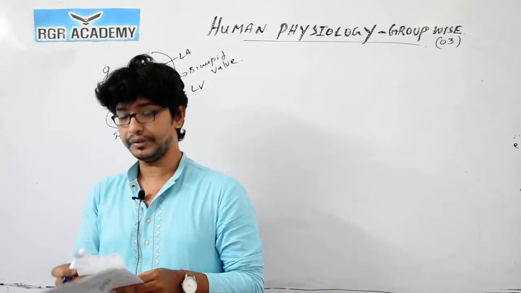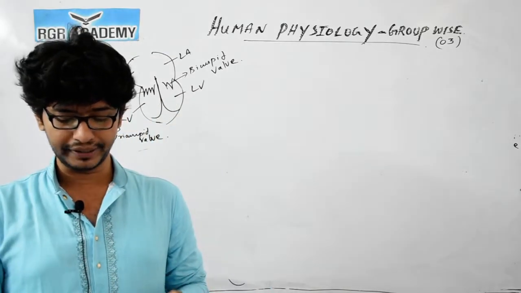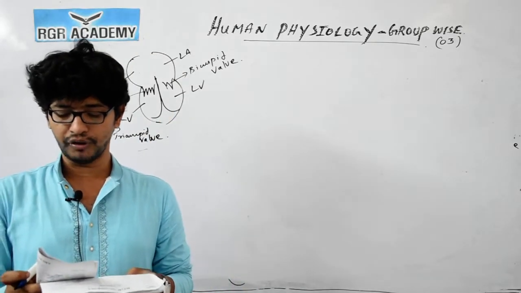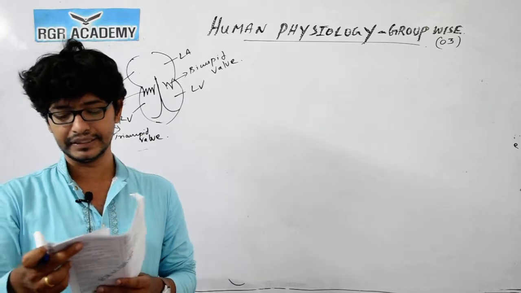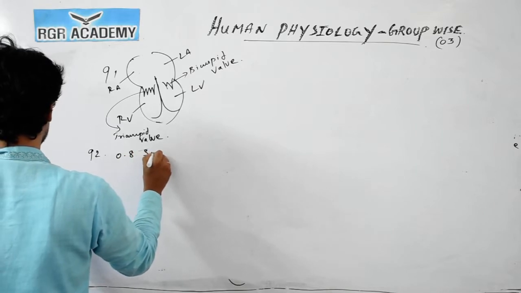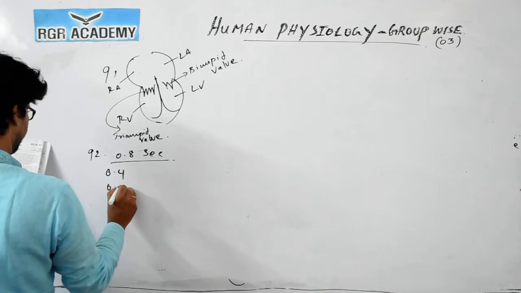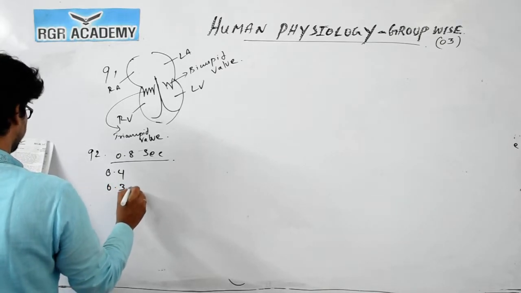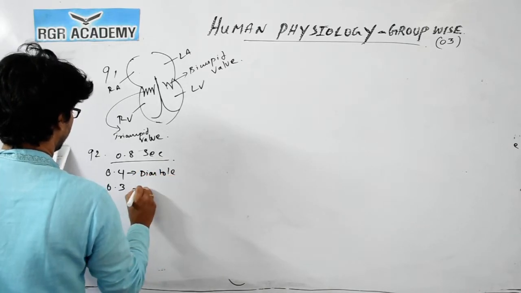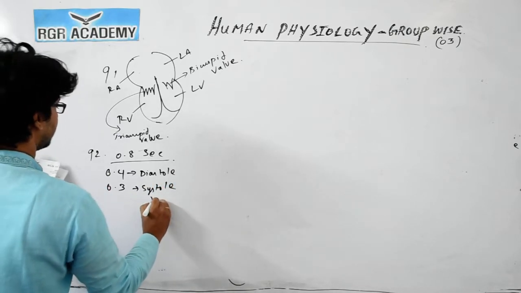Question 92. The cardiac cycle in a normal subject is about 0.8 seconds. As we calculate the 0.8 second, it is made up of 0.4 seconds and 0.3 seconds. The 0.4 seconds is the cardiac diastole, and 0.3 is for the cardiac systole, that is, the ventricular systole we are talking about.